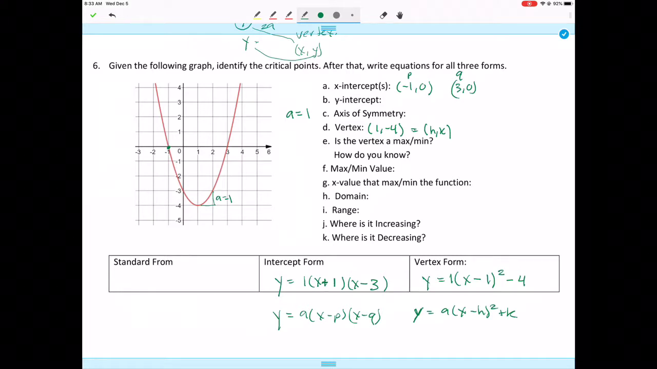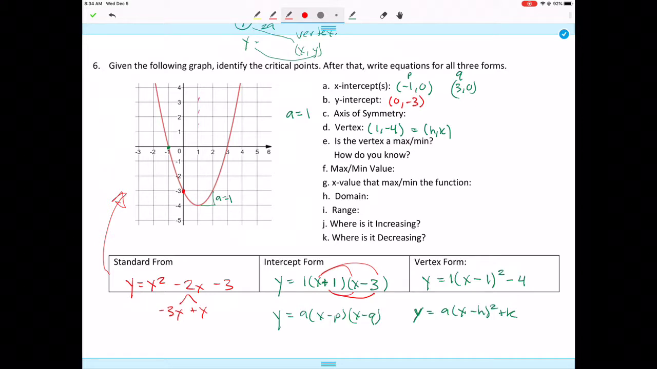After that, standard form, all I would do is distribute. That gives us y equals x squared, and then a negative 3x, minus 3x and a plus x. That gives us a negative 2x. Okay, and then we have negative 3. All right, so we have all those forms really quick just by using the graph. And then we'll just fill in the other stuff that we haven't done. Y-intercept will always be 0 comma something, and it will be where it crosses the y-axis, so negative 3.